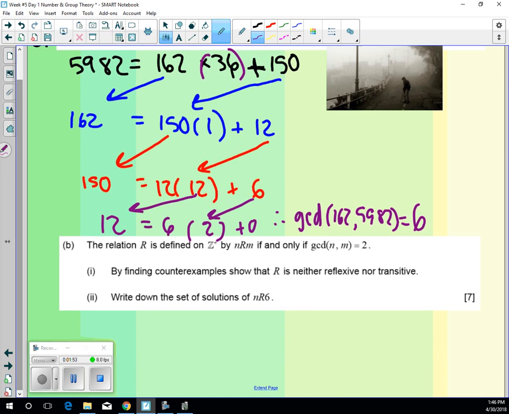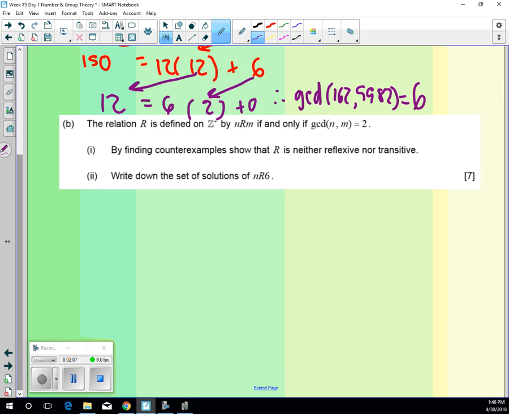All right, so this one's kind of neat. The relation R is defined on Z by nRm if and only if the GCD of n and m is equal to 2. By finding counterexamples, show that R is neither reflexive nor transitive. So come up with a value that's a positive integer where this isn't going to work. Obviously, 2 comma 2 doesn't work. But what could you try?